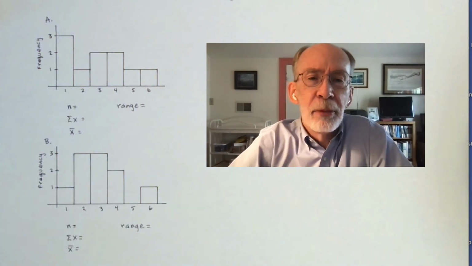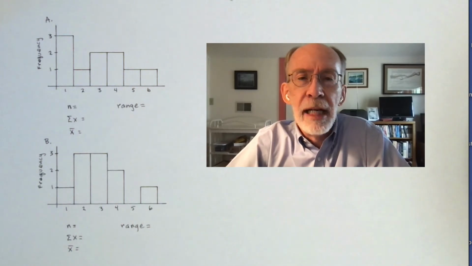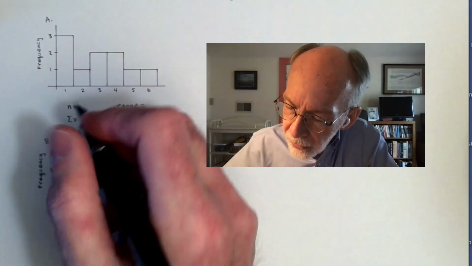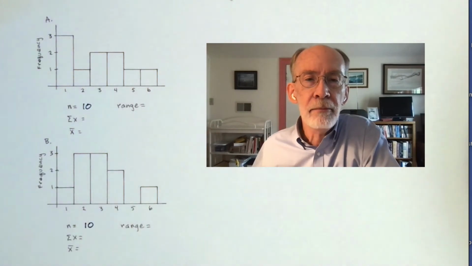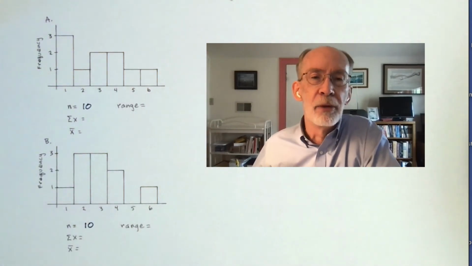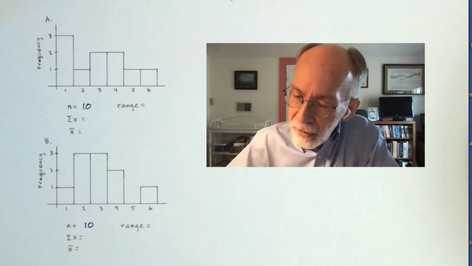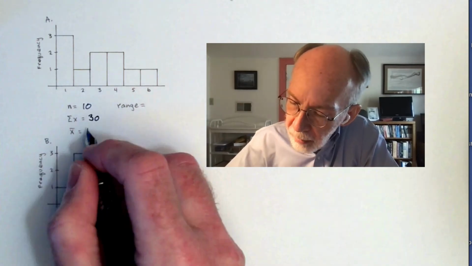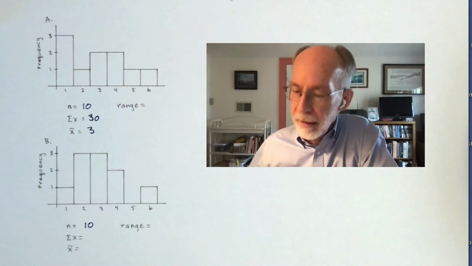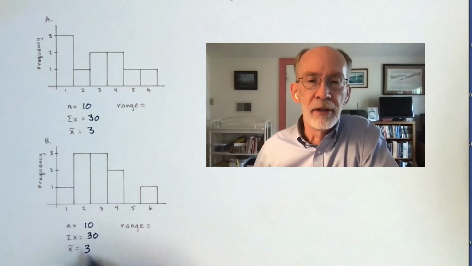I tried to set these up so that there were a lot of similarities so that we could really focus on the meaningful difference, which is the spread. So if you count up the frequencies for both data sets, you find that there are 10 values in each case. If you add up the values, so in the case of A, for example, there are 3 1s, there's a 2, there's a couple of 3s, and so on. If you sum those up, you get 30, which means the mean is 30 divided by 10, or 3. Same thing down here. I wanted these to be identical so that we could really focus on the question of spread.